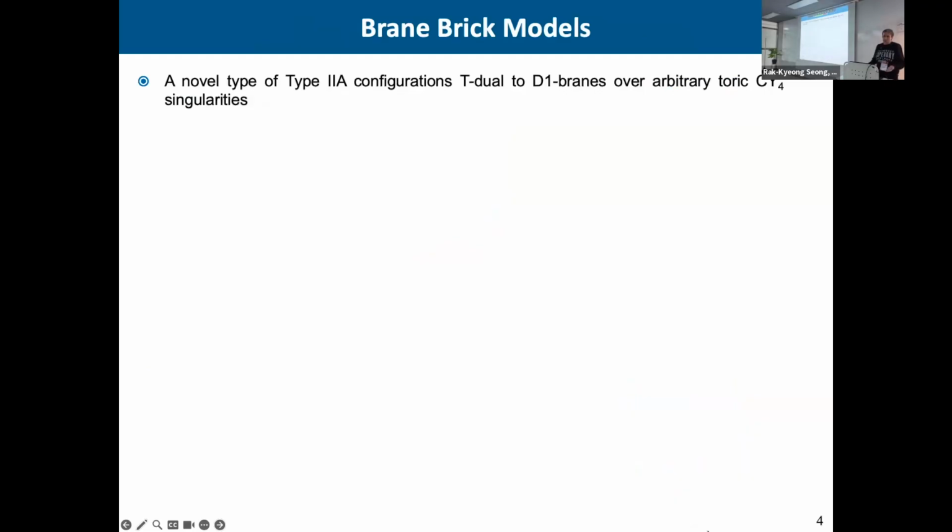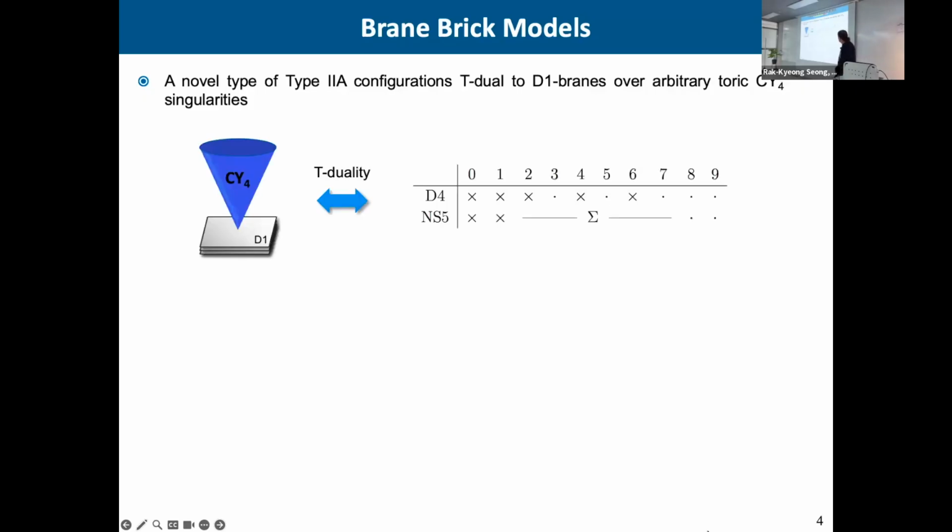So what is a brane brick model? It's a type IIA brane configuration, which is T-dual to D1 branes over a toric Calabi-Yau fourfold. Yesterday I motivated it as some natural step. Well, it's not so natural, but it's a natural step in the evolution of Hanany-Witten setups, if you want. It's the next step in the evolution. They look like this, right?